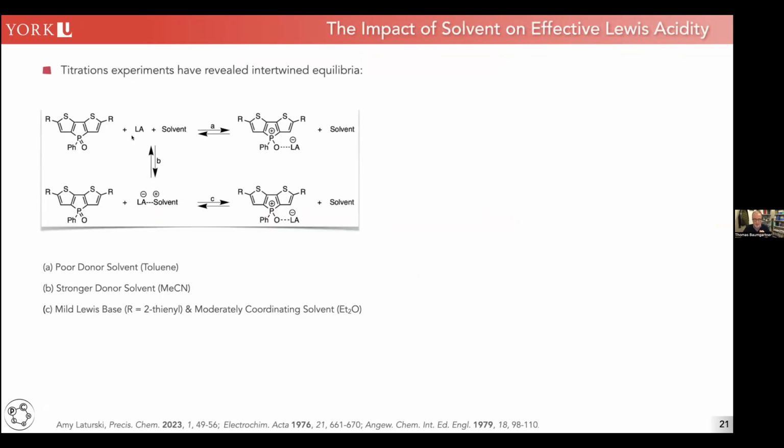This is something we noticed when we did the titrations of those Lewis acids with our phosphole oxide. Originally, this is what we observed: the solvent was benign, it was toluene. So you basically have our phosphole oxide, it binds to the Lewis acid and forms the adduct. If you have a stronger donor solvent like acetonitrile, which is a very strong Lewis base, this equilibrium doesn't happen, because the Lewis acid binds to the solvent and kills the Lewis acidity. So it can't bind to our phosphole anymore.